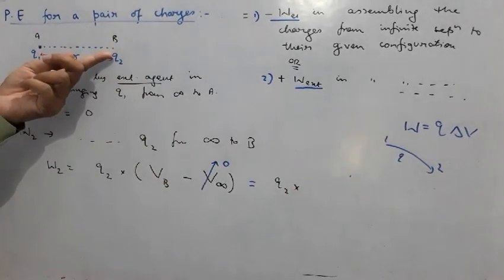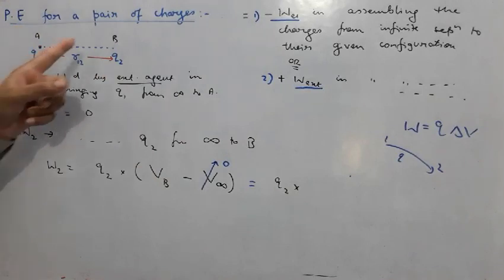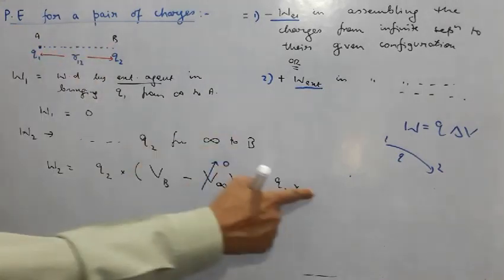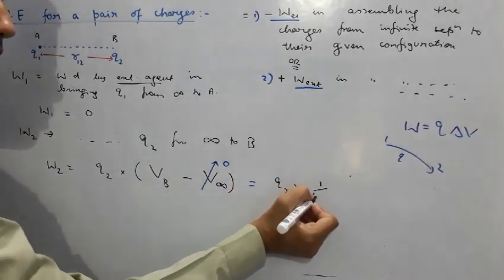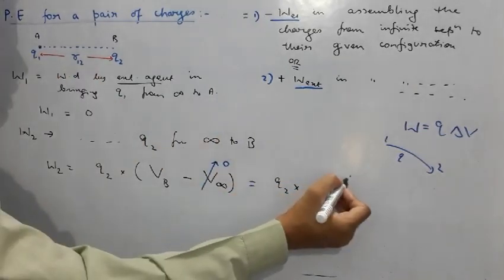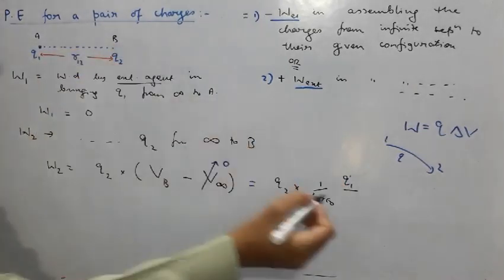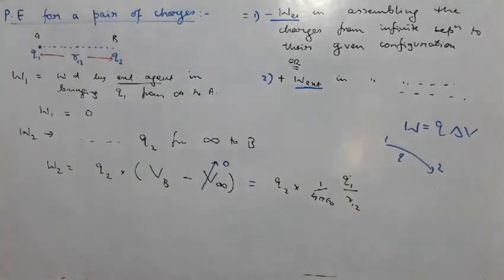That potential is due to whom? Due to Q1. So what is the expression for potential due to a point charge? That value you have to put here. If you remember, that value is 1 upon 4 pi epsilon naught times this charge, that is Q1, by this separation, that is R12. So this is our W1, that is our W2.